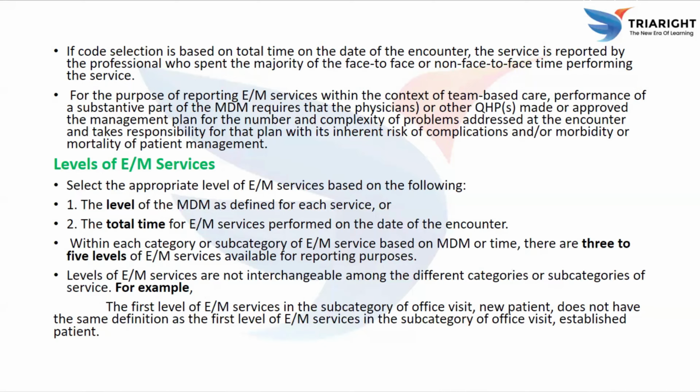For example, in office visits, for patient type new patient, there are 5 levels. For patient type established patient, there are 4 levels. So levels are not interchangeable here. E&M levels do not mean the same thing across the categories. A level 3 is not universal. For example, the office visit, new patient has level 1. The office visit, established patient has level 1. They have different MDM requirements, different time ranges and different CPT codes. So levels only make sense within their own category.